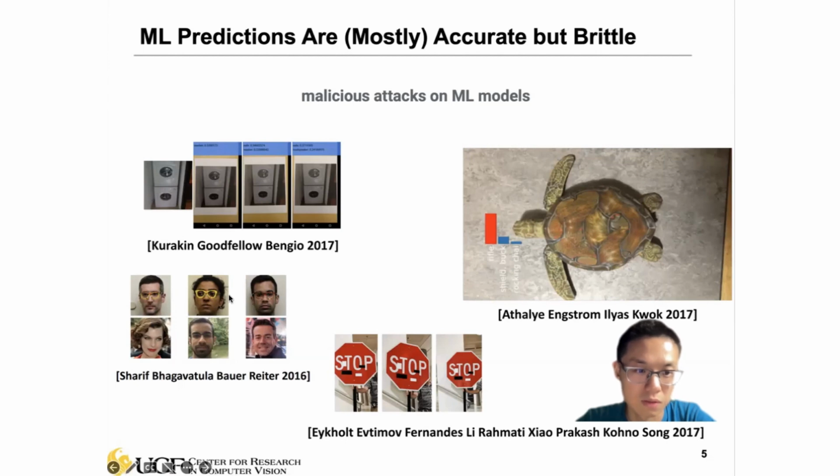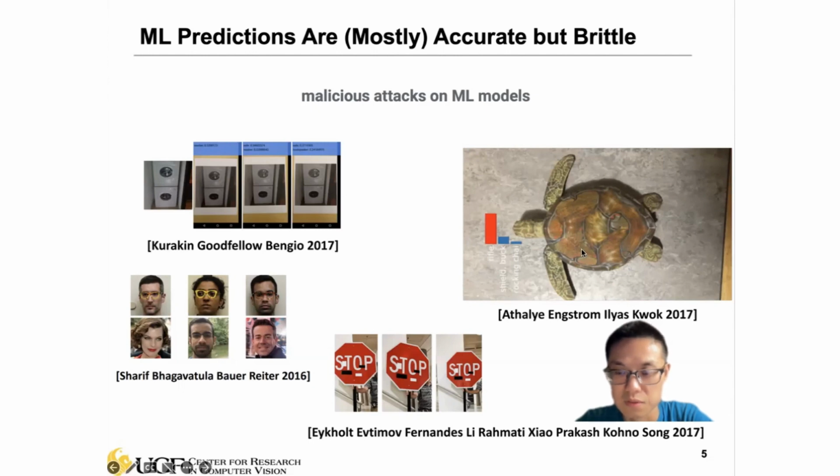In this example, if we look at the top row, these people are wearing particularly designed glasses with these kinds of patterns. Originally, if the person doesn't wear these glasses, the machine learning model is able to correctly identify the identity of each individual. But when they wear these particular glasses, the machine learning model will falsely identify a different person. For this one, it will actually predict with high accuracy a totally different person. This is also the case.